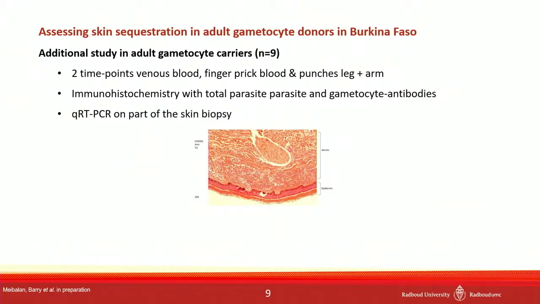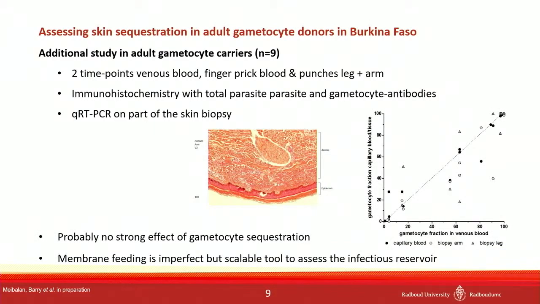We have done, in my group, the molecular assays for part of the skin biopsy. I'm going to show you a busy graph where on the x-axis you have the gametocyte fraction in venous blood, so that goes from near 0 to 100%. Some only had gametocytes. On the y-axis you see, in black dots, capillary blood, and in the gray symbols, the skin biopsy samples. Although there's a lot of noise, and you would expect that with tissue, the dots surround the line rather than show a very clear pattern.